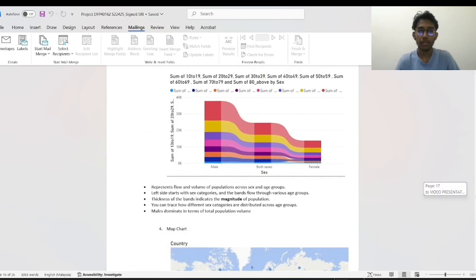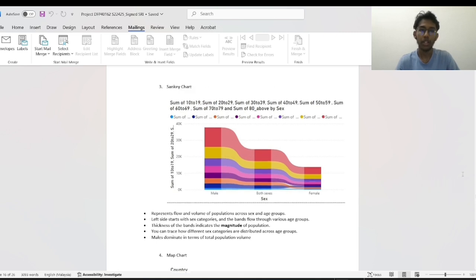So next we move to the third chart, which is a Sankey chart. This chart represents flow and volume of population across sex and age groups. The left side starts with the sex categories, and then the bands flow through various age groups. The thickness of the bands indicates the magnitude of population, and you can trace how different sex categories are distributed across the age groups. In this chart, male is dominant in terms of total population and volume.